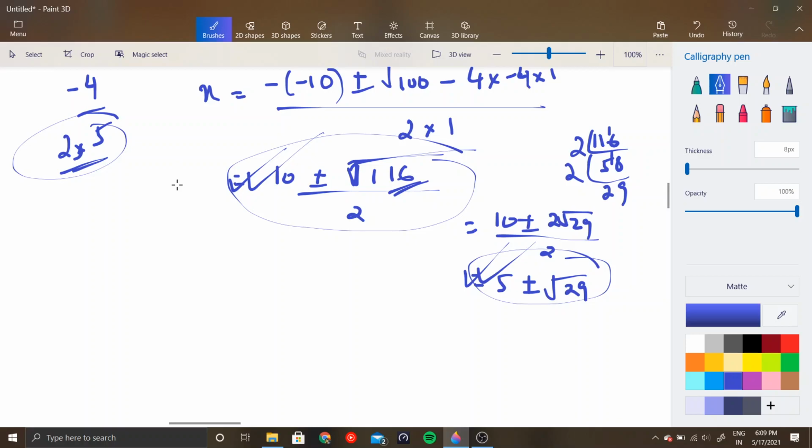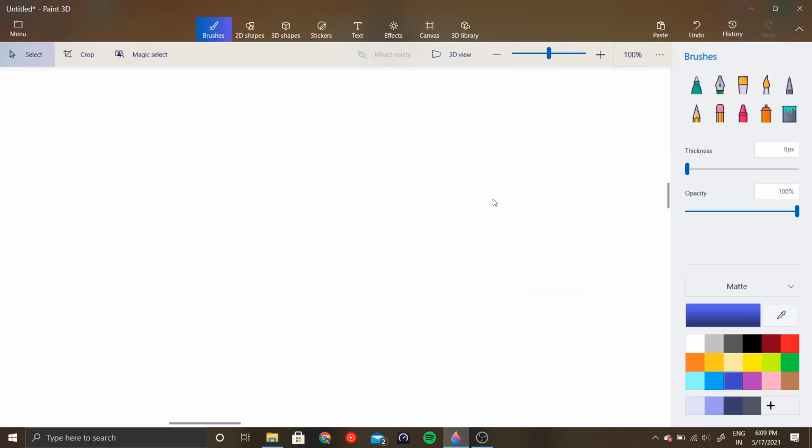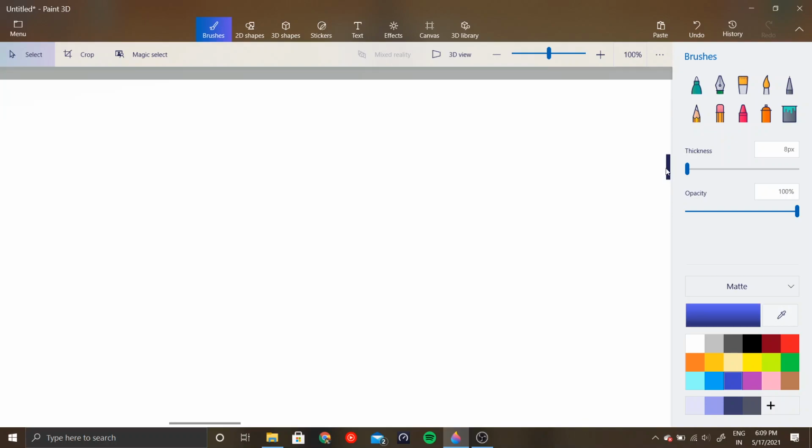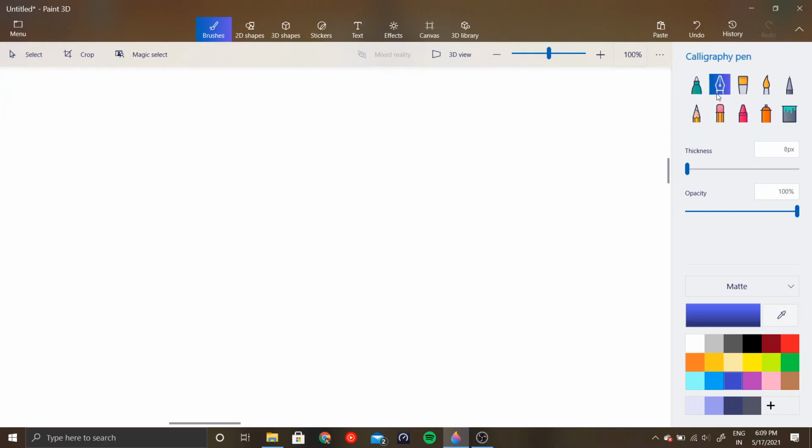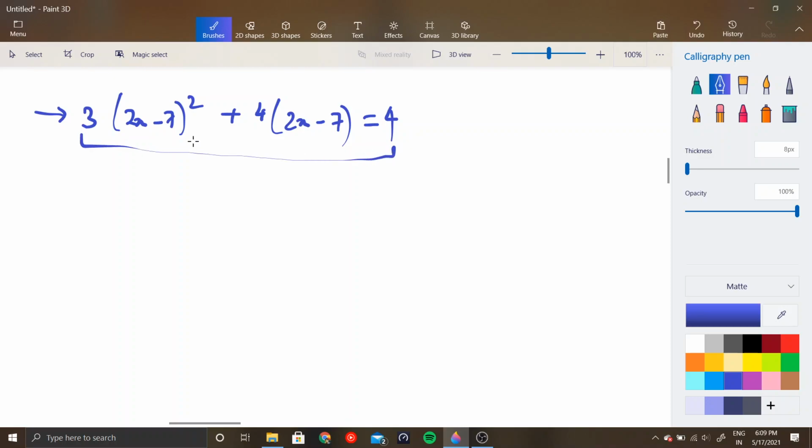Okay. Now let's look at a bit more complicated sum. The sum is a bit lengthy, but it is what you all know. Consider this equation: 3 times (2x minus 7) whole squared plus 4 times (2x minus 7) equal to 4. Now you can see that this is of the form ax squared plus bx plus c equal to 0, right? But if you have to solve this, you have to expand a lot and do a lot of calculations, and then you will get your solution. We will not do that. We will use a method called the substitution method.